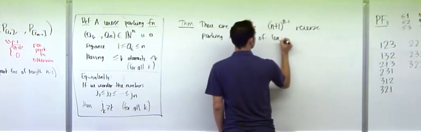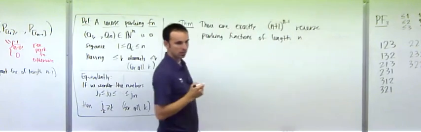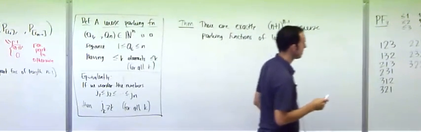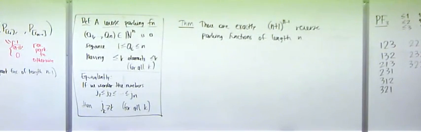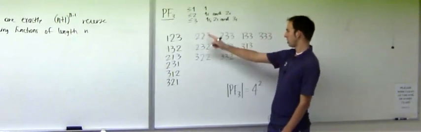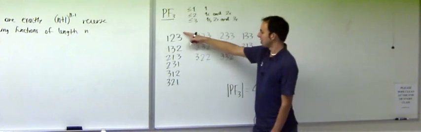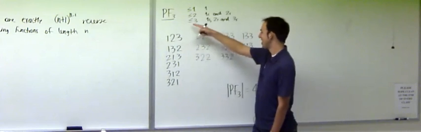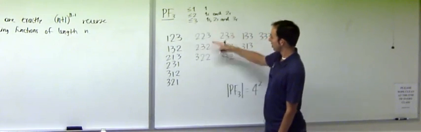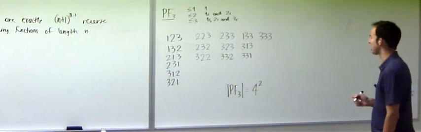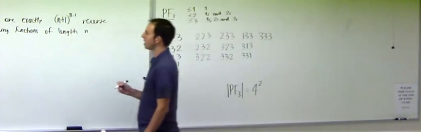Of length n. Okay? So for example, what this says here is that the number of parking functions of size 3 is 4 squared, right, which is 16. And if you count these, 5 plus 3, 8 plus 3, 11. I'm getting nervous already. 6. This is always the hardest thing. 6 plus 3, 9 plus 3, 12 plus 3, 15 plus 1, 16. Okay? So here it's true, and this is true for any value of n.